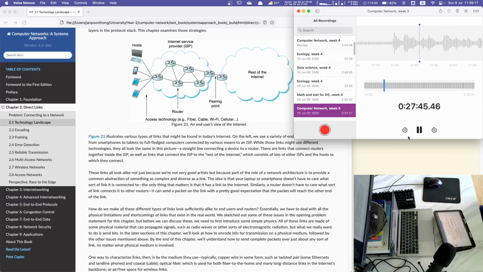So how do we make all these links? What is a link? A connection between two routers is a link. How do we make all these links to end users and the routers look sufficiently aligned? So there's a question from the room. How could I make that?